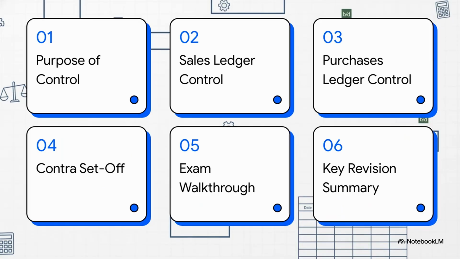We'll kick things off with the why, the whole purpose of control accounts. Then we'll get into the nuts and bolts of the sales and purchases ledger accounts. After that, we'll untangle a tricky little area called contra entries, put all that theory into practice with a real exam question, and then we'll wrap it all up with a quick summary to make sure it all sticks.